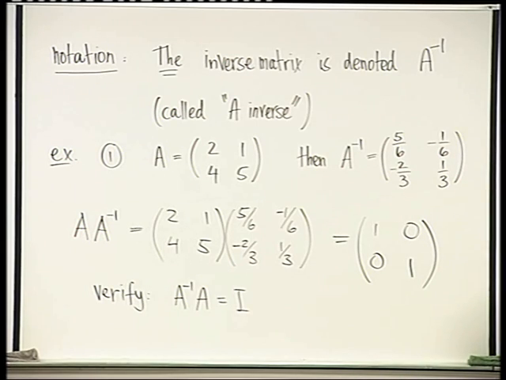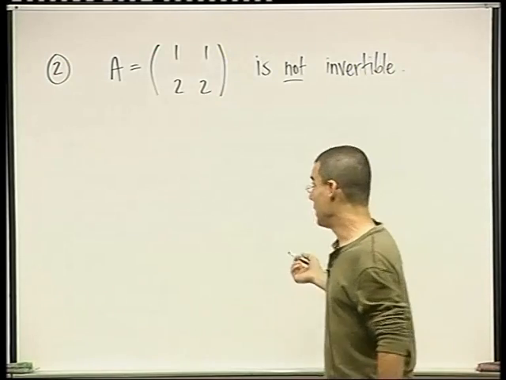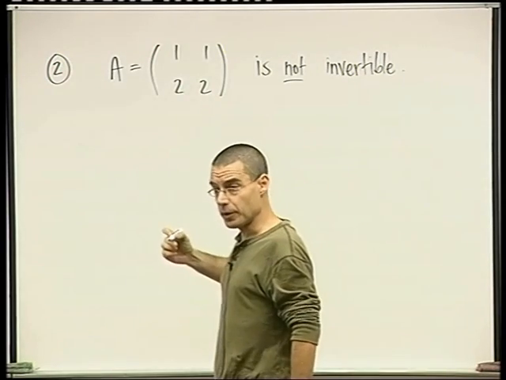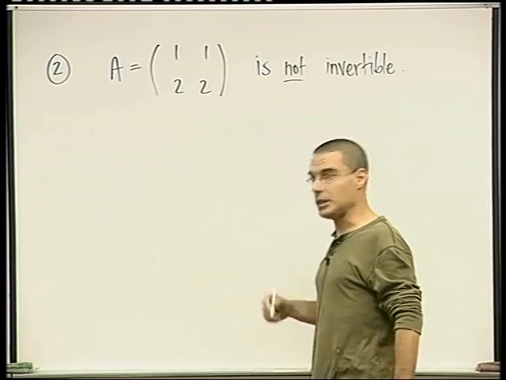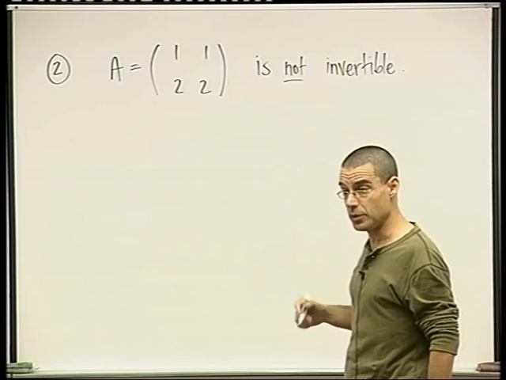So the claim is that the matrix A, again a 2 by 2 matrix, 1, 1, 2, 2, is not invertible. Why is this indeed the case? How do I know that it's not invertible? Well, if it were invertible, then there would have been a matrix, the inverse matrix, call it A inverse, such that the product gives you the identity.